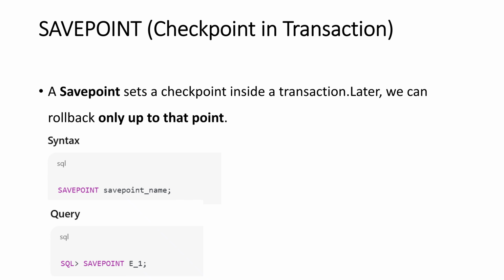Savepoint. A savepoint is like a checkpoint inside a transaction. Sometimes we perform many operations in a database. If we make a mistake after a particular step, we may not want to cancel everything. In that case, we can roll back only up to a savepoint. For example, savepoint E1. This creates a checkpoint named E1.